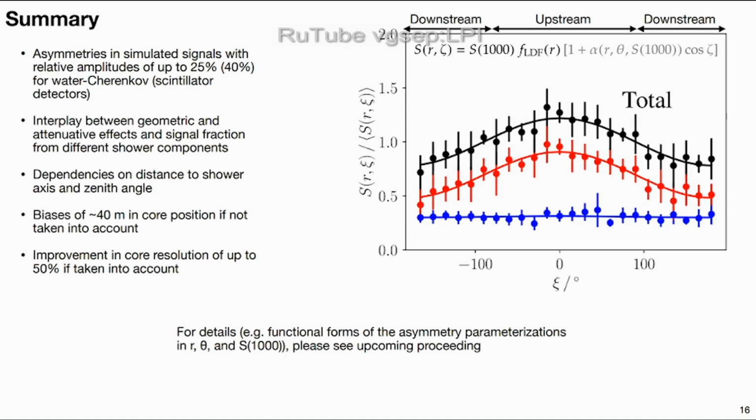Now for details, including the functional forms of these parameterizations as a function of energy, or rather shower size, zenith angle, distance from the shower axis, so the functional forms and parameterizations for the two detectors, you can see the proceeding that will be written in relation to this talk.